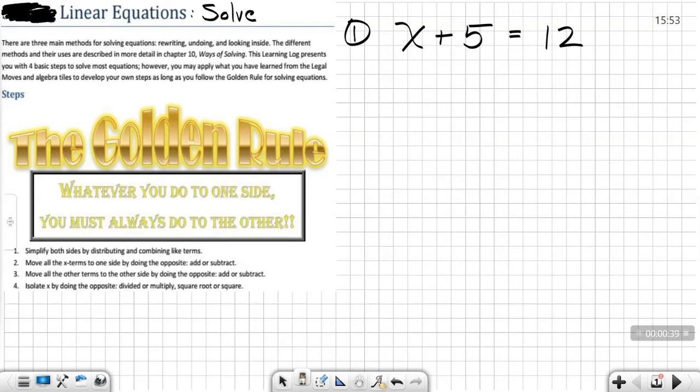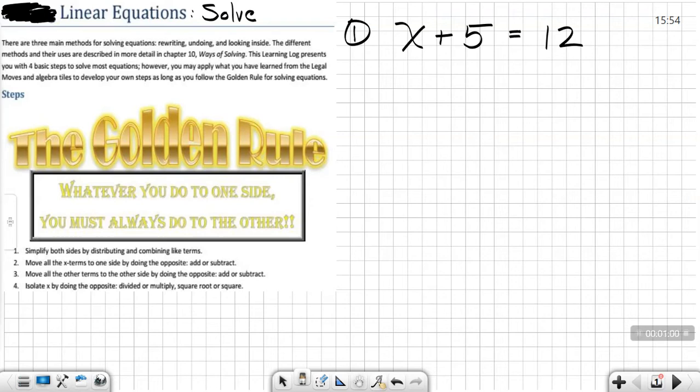And my 4 steps that I have below, if you struggle with solving equations, although you can do things in any order you want, as long as you maintain the golden rule: whatever you do to one side, you must always do to the other. However, these 4 steps seem to work the majority of the time. So if you are struggling and you need a step-by-step process, use these 4 steps and you can get there.